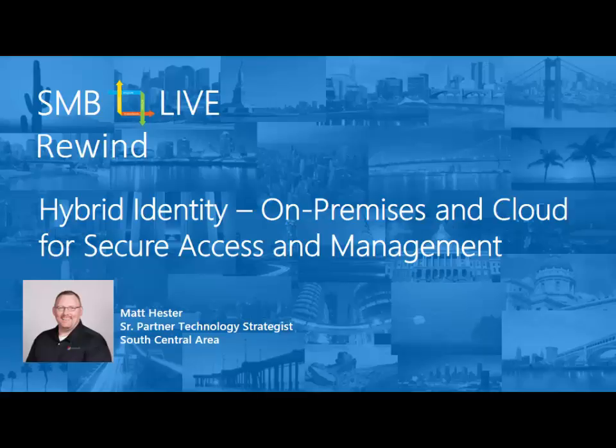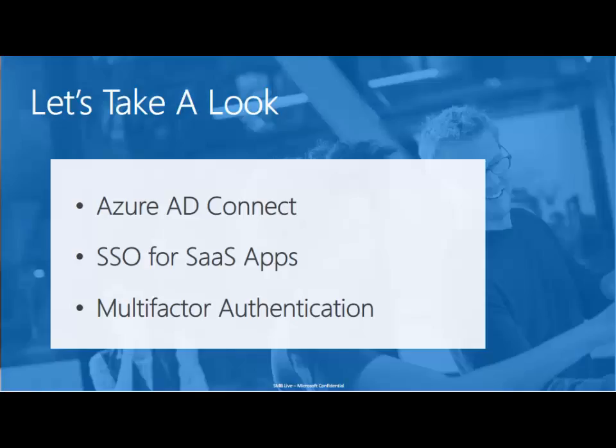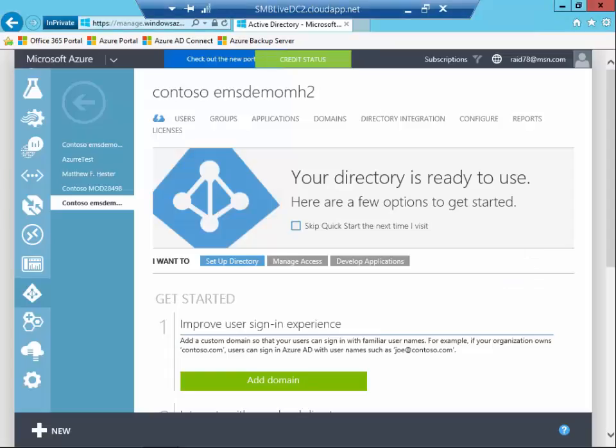Welcome to this episode of SMB Live Rewind, where we're going to take a look at hybrid identity in action. And really, we're just going to take a look at how Azure AD Connect has changed, some single sign-on for SaaS applications, and then lastly, I'll show you how to configure multi-factor authentication. And that's not only useful for your organization, but also for your customers. So let me actually hop into my virtual machine and show you how this all works.